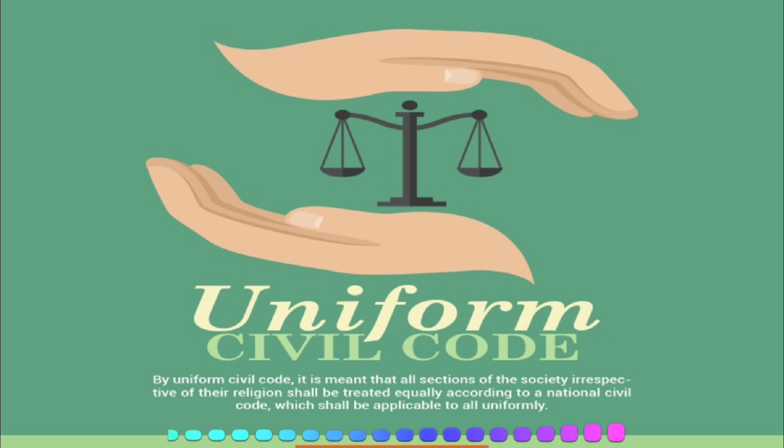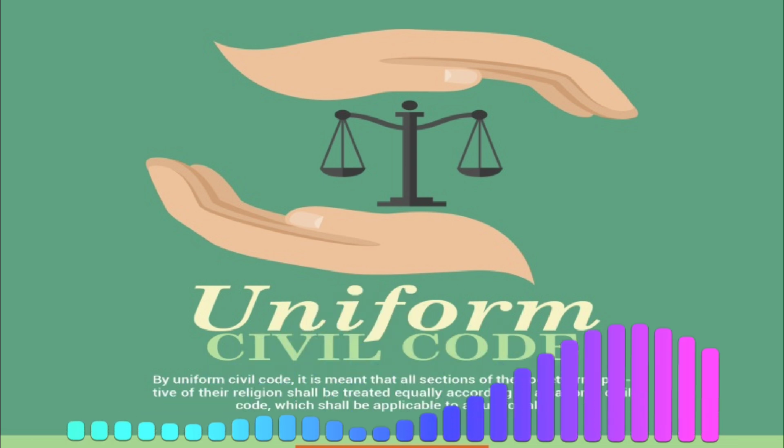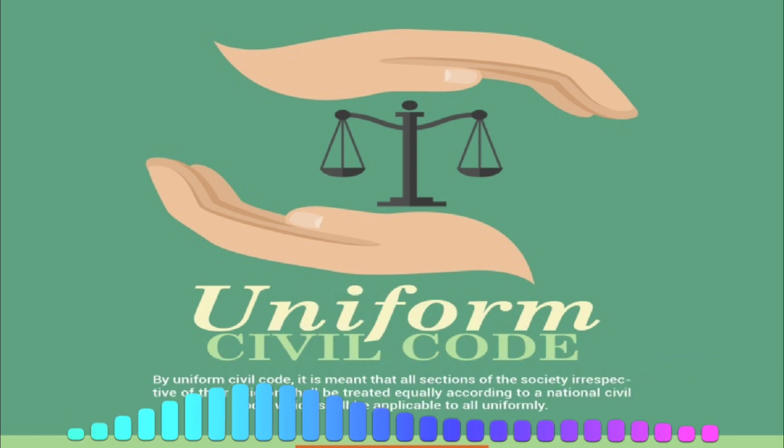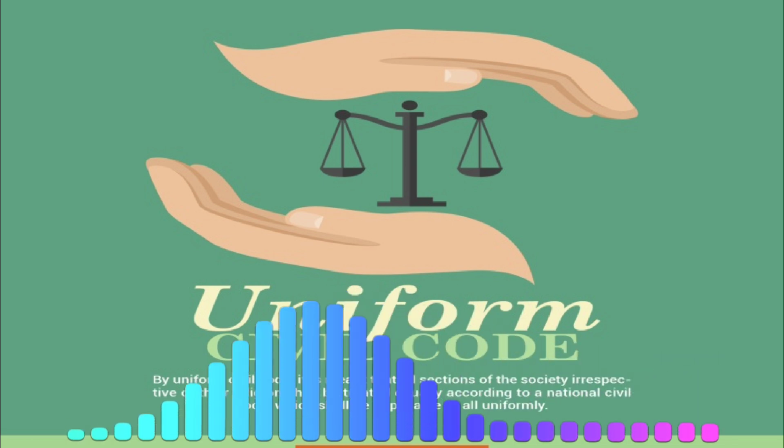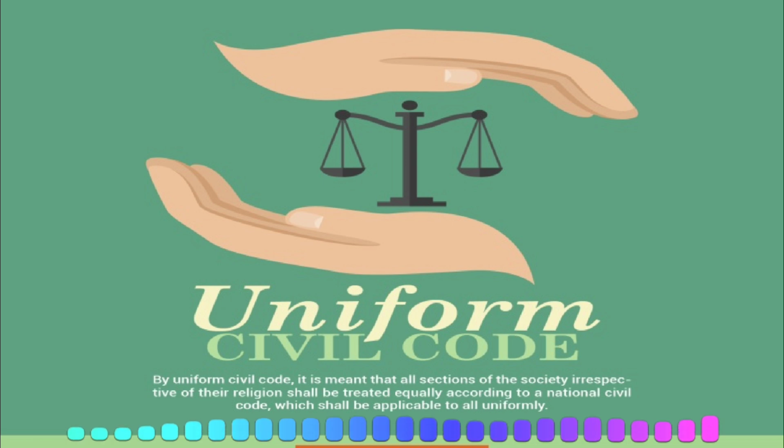Exactly. And that leaves us and you with a provocative thought to mull over. What does true equality look like in a deeply diverse society? Can it ever be fully achieved through a single uniform legal framework? Or does it perhaps require embracing and nurturing that very diversity while still ensuring justice for all within it? A fundamental question, really.